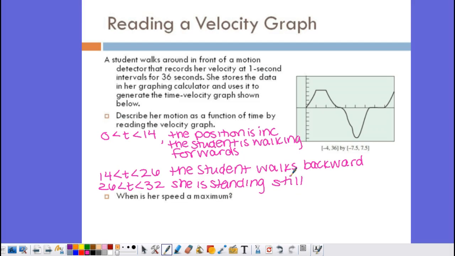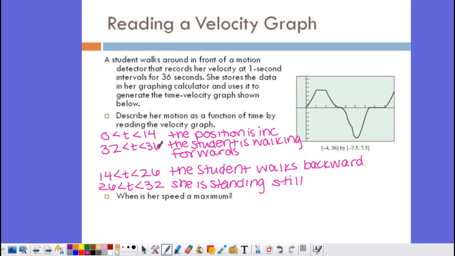Then what happens from 32 to the end? She's increasing forward. Yeah, it's a positive velocity. Her position is increasing. So we could just go ahead over here and at 32 to 36, back is moving forward. Only because I ran out of room down here. Does that make sense? Can we understand now the relationship between the velocity to the position in terms of movement of a person?